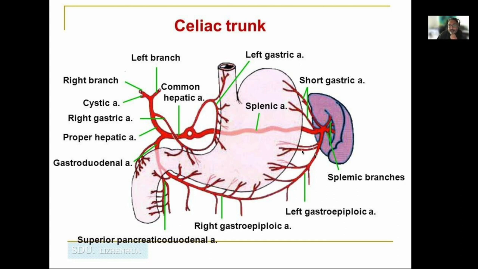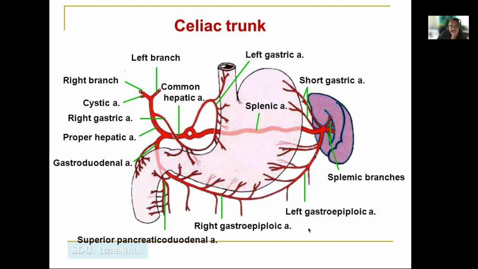But let's look at the stomach. Now, the stomach is supplied by a left gastric artery. The lesser curvature is supplied by the left gastric artery and the right gastric artery. This is the lesser curvature. The greater curvature is then supplied by the left gastroepiploic artery, also sometimes called the left gastro-omental artery. And on the right side of the stomach, the greater curvature is supplied by the right gastroepiploic artery, or the right gastro-omental artery. So it seems pretty simple in the stomach: the lesser curvature has the left and right gastric arteries, and the greater curvature has the left and right gastro-omental arteries.